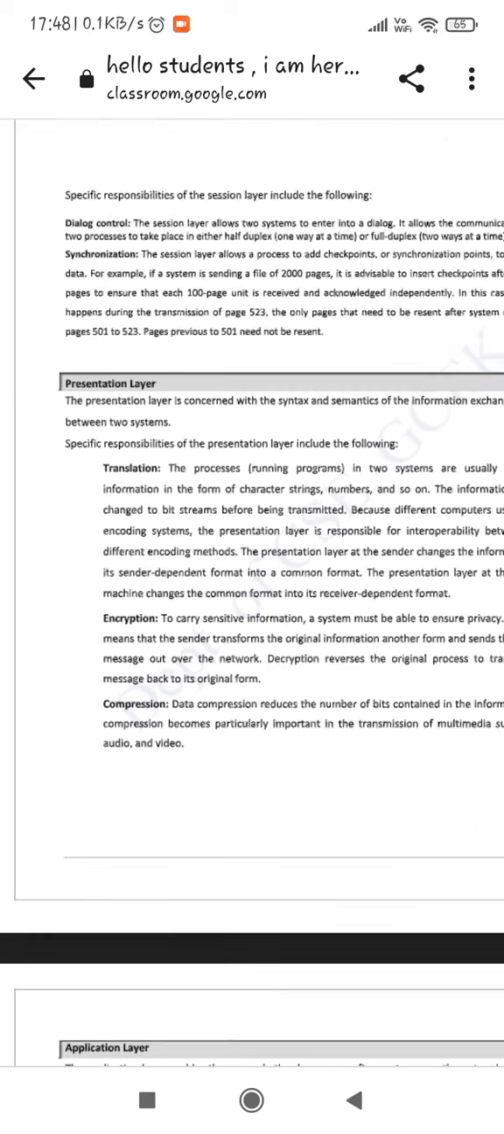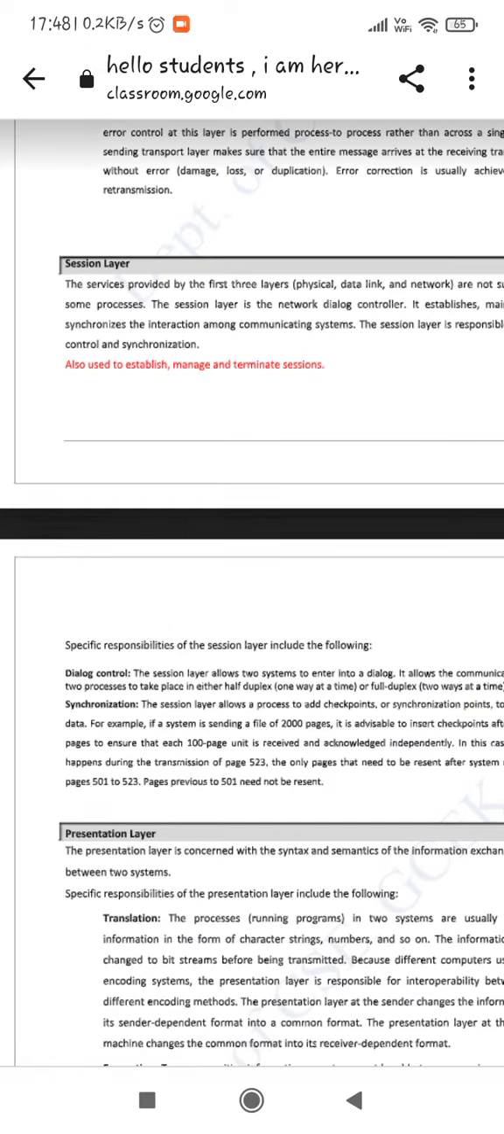So in this video lecture we have learned something about the Open System Interconnection model of computer network. So that's all for today.